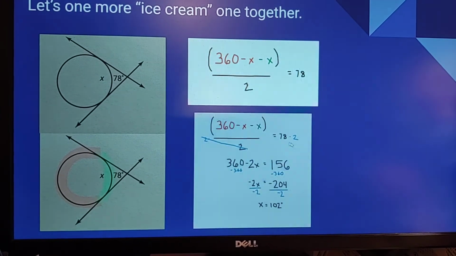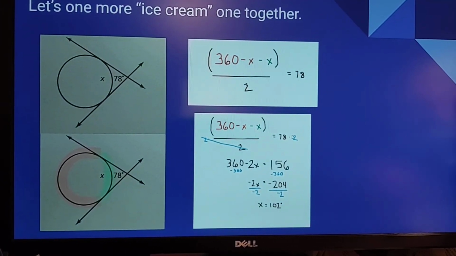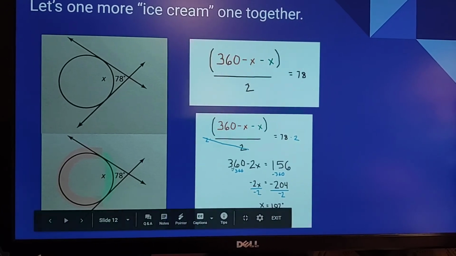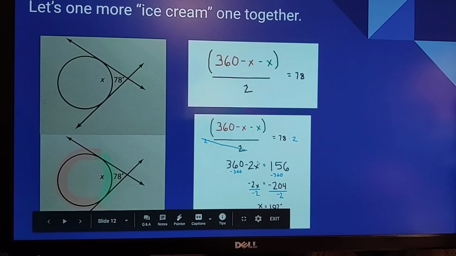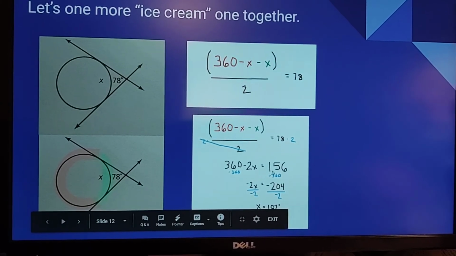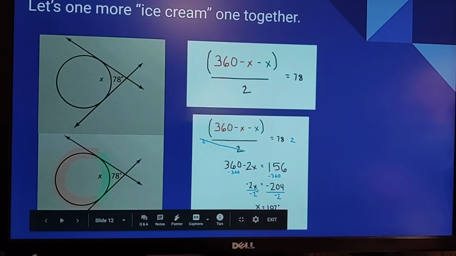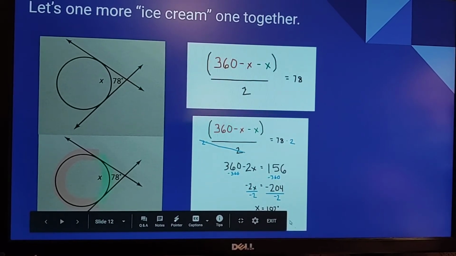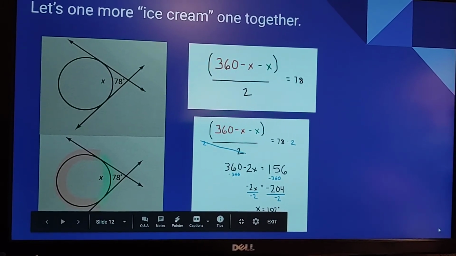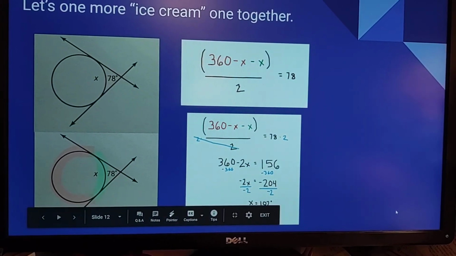To get rid of the 2 in the denominator, I multiply both sides by 2. Then I'm left with 360 minus 2x, if I combine like terms here, equals 156. Subtract 360 from both sides. Then I'm left with negative 2x equals negative 204. Divide by negative 2 on both sides, and my final answer is x equals 102 degrees.